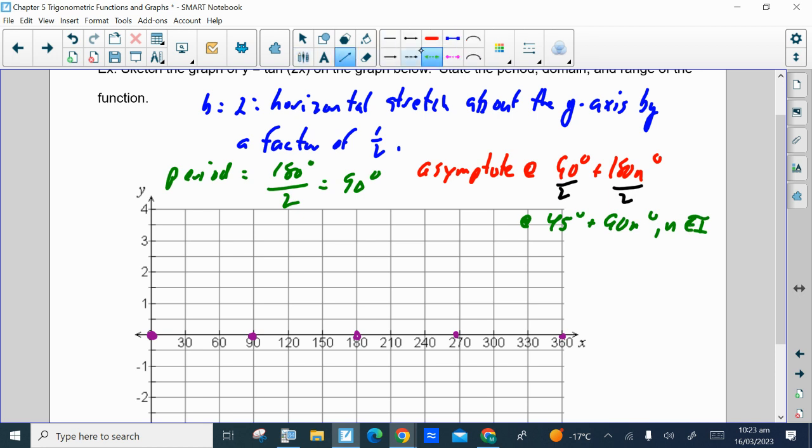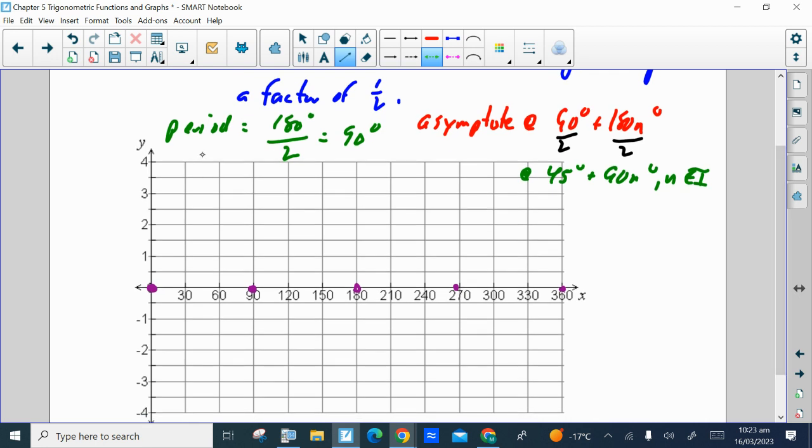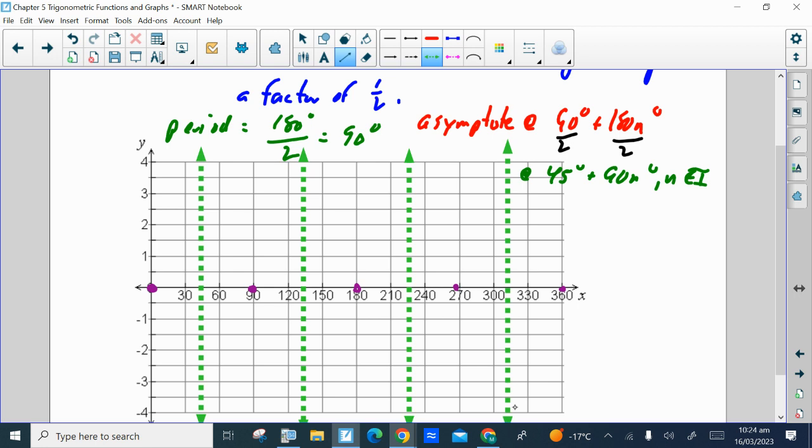So our first asymptote will be at 45 degrees, which is halfway between 30 and 60. Another 90 degrees will be at, sorry, 135. Halfway between 120 and 150. And again, once we get our first asymptote, or every multiple of 90 degrees, they are halfway in between the x-intercepts. Halfway in between. And really, this is all we need to sketch our graph.